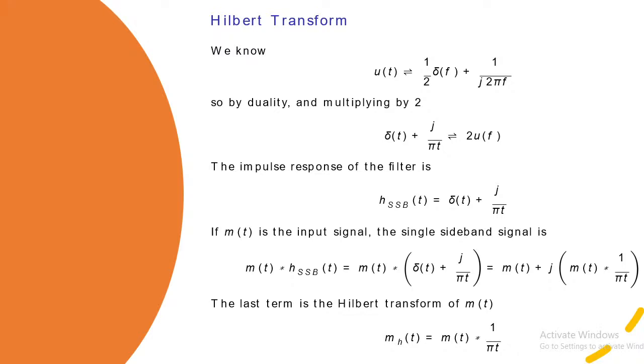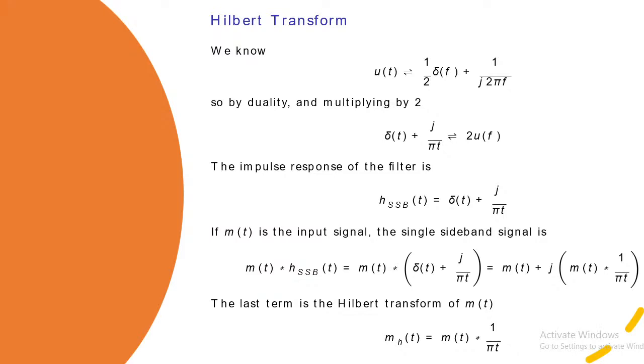In the Fourier domain, it will be 2U(f). So the impulse response of the filter, h_SSB(t), will be delta(t) plus j/(pi t). If m(t) is the input signal, then the single sideband signal will be m(t) convolved with h_SSB(t). That is m(t) convolved with delta(t) plus j/(pi t), because h_SSB(t) is equal to delta(t) plus j/(pi t).